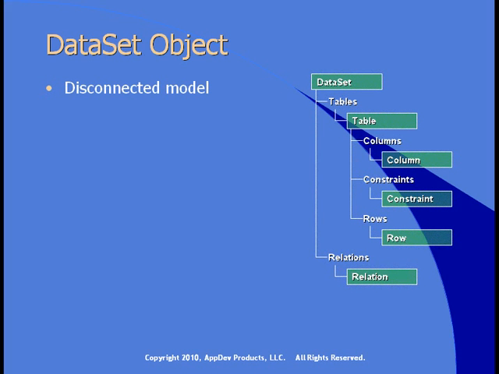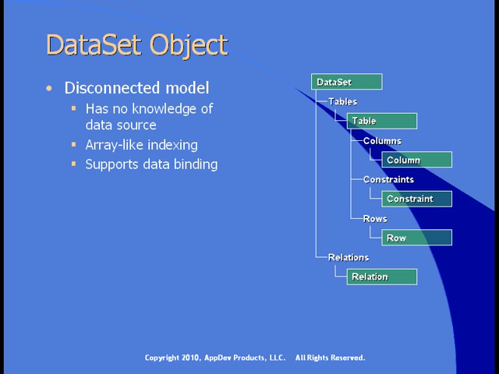That data set represents a disconnected model. That is, it has no knowledge of its data source. It does provide array-like indexing into the rows of tables. It also supports data binding. Both the data table and the data set can be bound to things like grids and lists. And it connects to a data source via a data adapter. Connects is a very incorrect word here. It actually gets its data from the data source using a data adapter.